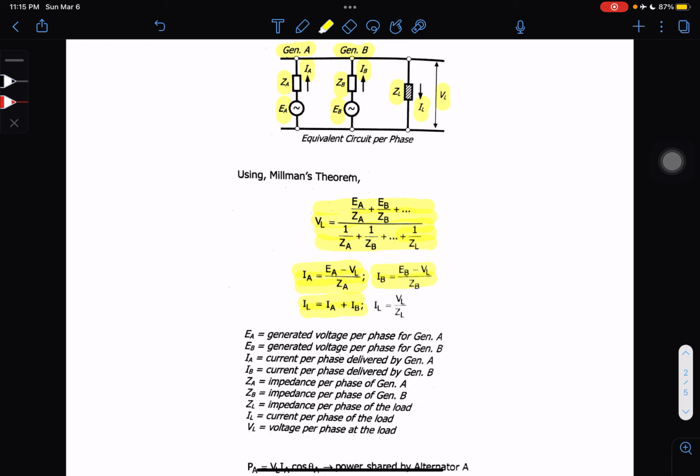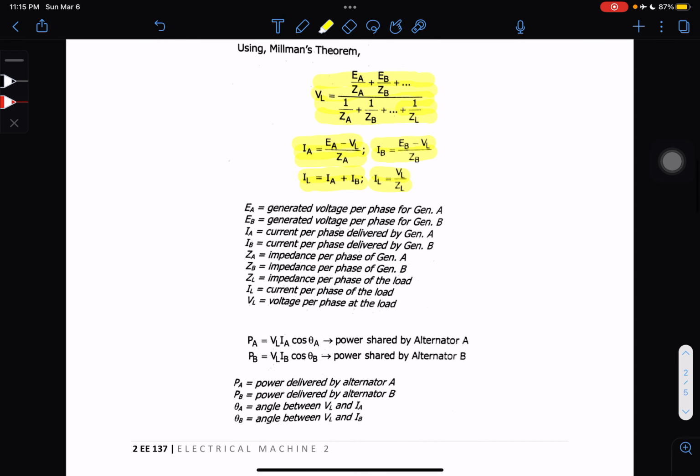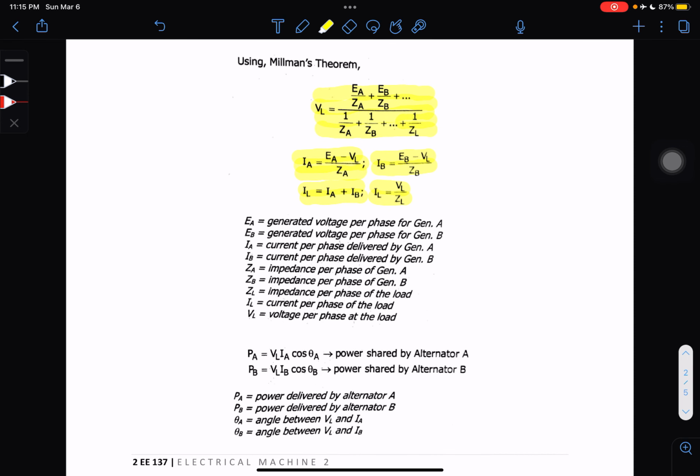So pwede po to solve another formula to solve for current per phase of the load. We have VL if given ang voltage per phase at the load divided by sa tuang impedance per phase of the load. And to solve for our power delivered, PA is equal to VL multiply sa tong IA cosine angle theta. So if naay given nga angle between VL and IA, so pwede ta makagamit ani nga formula.